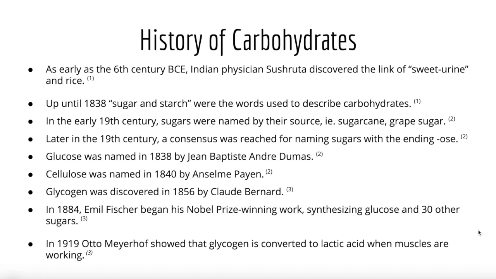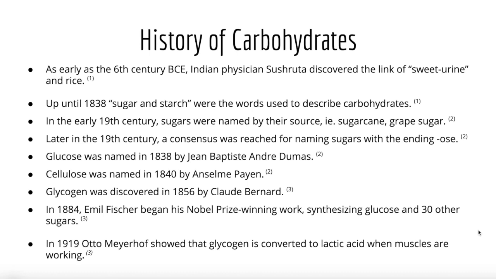urine and rice. Up until 1838, sugar and starch were the words used to describe carbohydrates, and in the early 19th century, sugars were named by their source, such as grape sugar or sugar cane. Later in the 19th century, a consensus was reached for naming sugars with the ending -ose. Glucose was named in 1838 by Jean-Baptiste André Dumas.